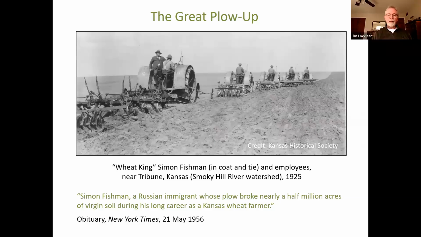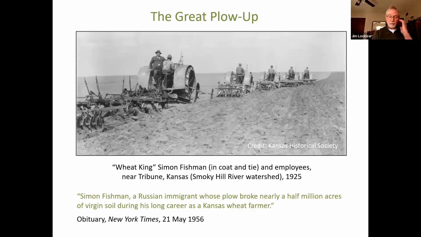Wheat prices were good. And people like this guy right here, Simon Fishman, who was called a wheat king, and his employees, you can see in Tribune, Kansas, in 1925, converting shortgrass prairie to wheat ground. And I tried to learn a little bit more about this guy because this happened throughout the Great Plains, but it was especially pronounced in the western reaches of the Kansas-Kaw River watershed on the High Plains.